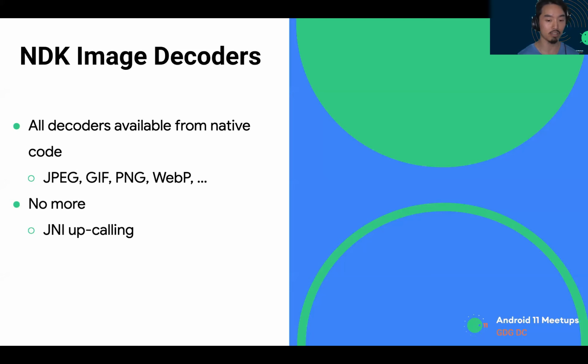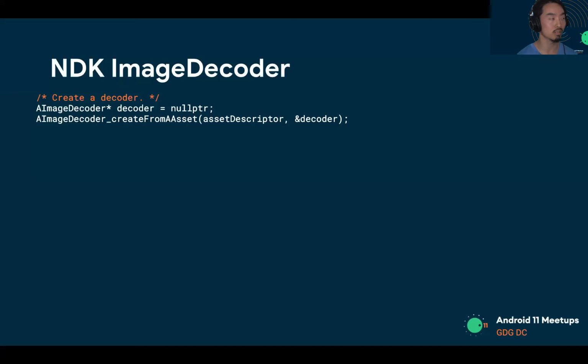Previously, you probably had to do stuff like go through JNI to go up to the Android SDK to run a decoder, and then go back down to the native level, or you had to package in another third-party decoding library, which would also make your APK size bigger. But now you don't have to do any of that. It's pretty straightforward and simple.